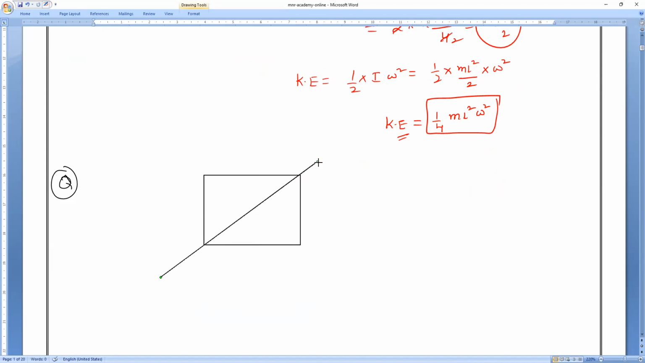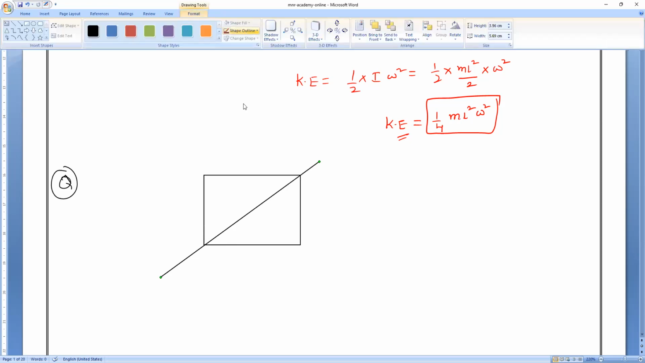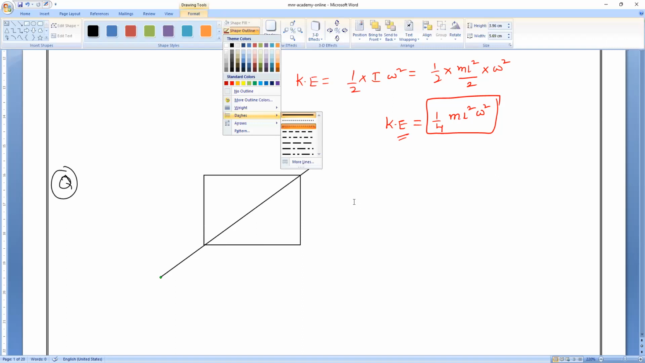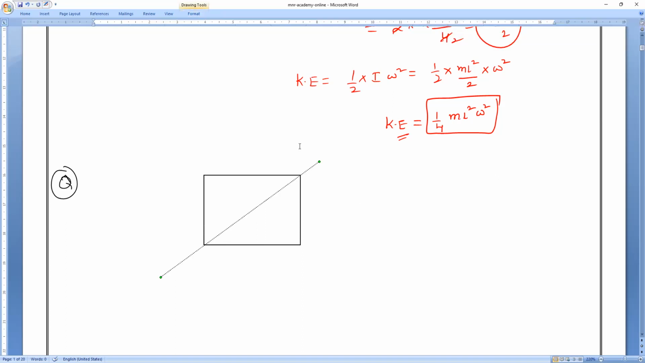So when the diagonal is the axis, it is making the square into two triangles. Am I right or wrong, everybody? So imagine the axis of rotation like this. The entire square lamina is revolving about this axis of rotation. I'm making it as a dashed line, so this is our axis of rotation. So now all of you observe. The body is revolving about this axis.